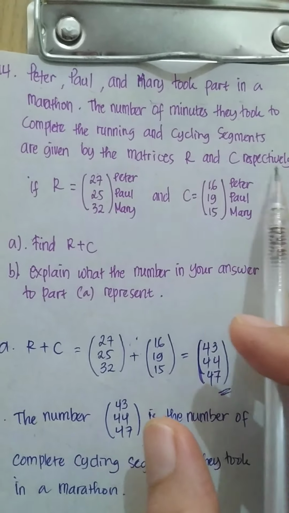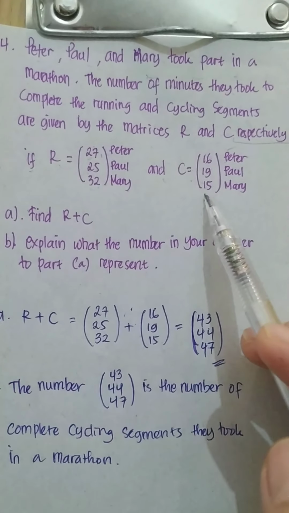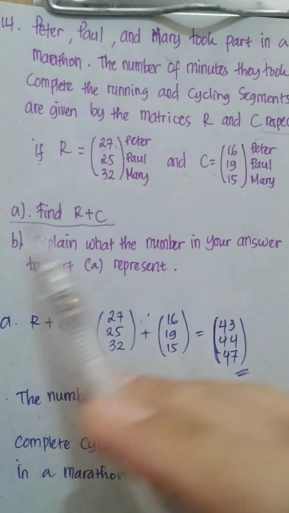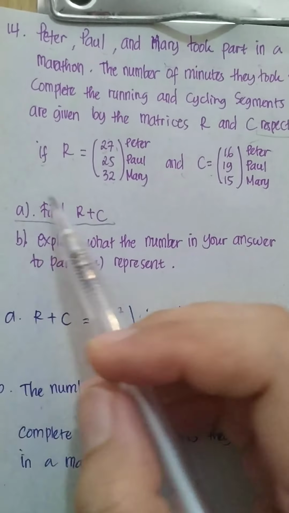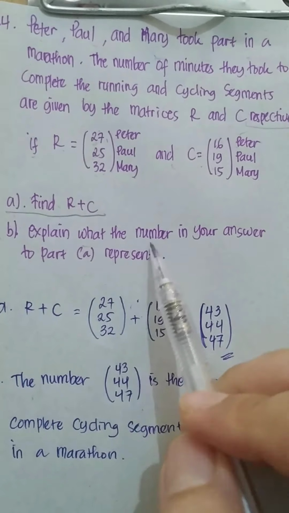respectively. Okay, if R equals to 27, 25, 32, representing Peter 27, Paul 25, Mary 32, and C equals to 16 Peter, 19 Paul, 15 Mary. Question is, A, find R plus C. Okay, find R plus C. B, explain what the number in your answer to part A represent.